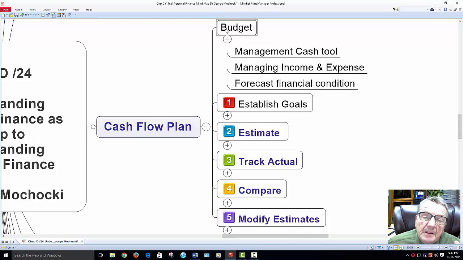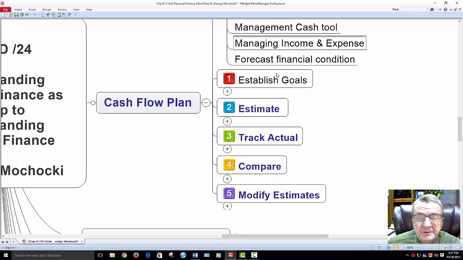Okay, so now budget. Management of cash tools, management of income and expenses. You have to look at how much is coming in. If you have more money coming in, try to pay off your higher-interest loans first, and then the lowest at the end.